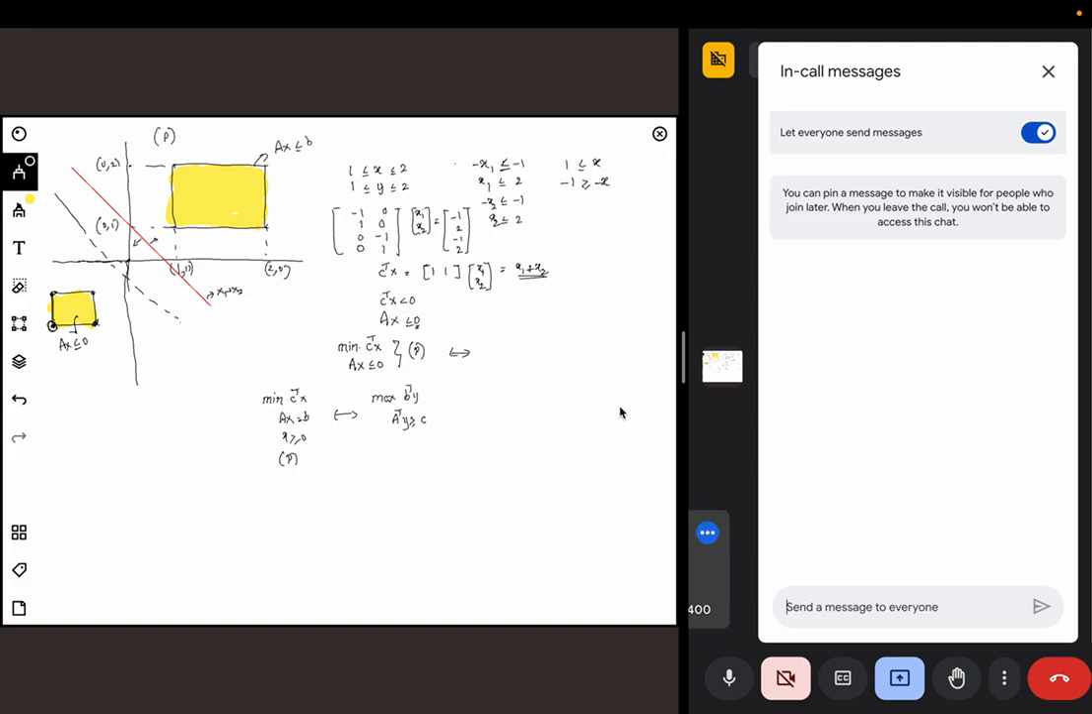C transpose X is this particular line. So we can actually move this line here, and this side and this side. So you have to think of it in the third dimension. So what is C transpose X giving me?